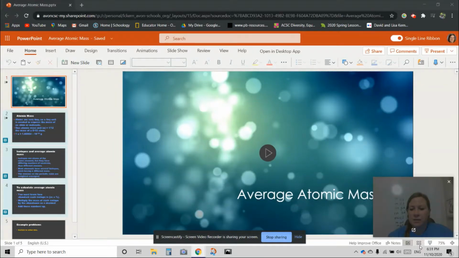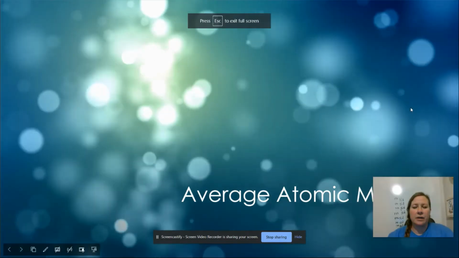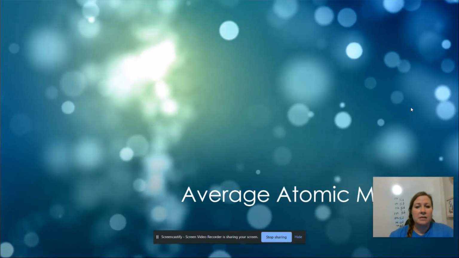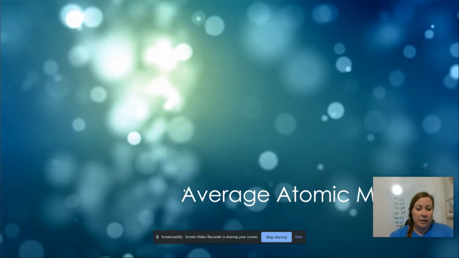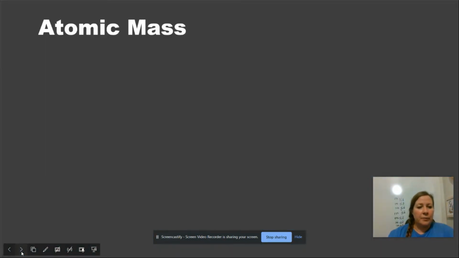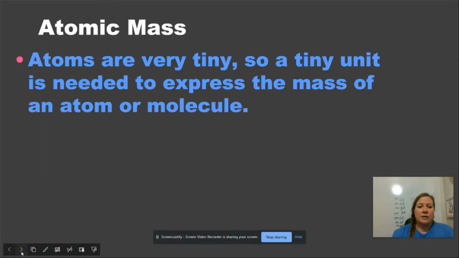Hi, chemistry students. Today we're going to learn how to calculate average atomic mass, which is the mass that's listed for each element on the periodic table. If you wanted to calculate the mass of an atom, you have to remember atoms are very, very tiny. So a tiny unit is needed to express the mass of an atom or a molecule.